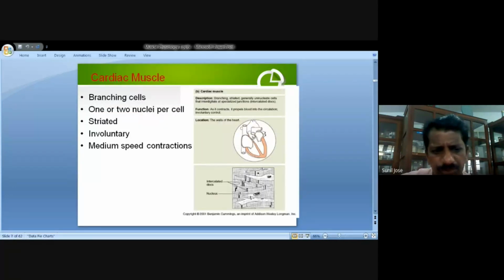Now another feature of the cardiac cell, as I told you, cardiac cells are also striated, weakly or faintly striated. Now in the case of cardiac cells, usually we can find one nucleus or two nuclei per cell. Then another feature is that these are highly branched cells.